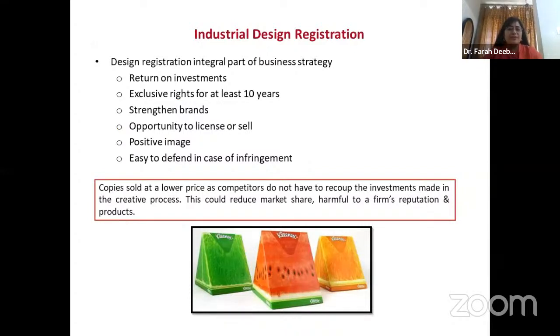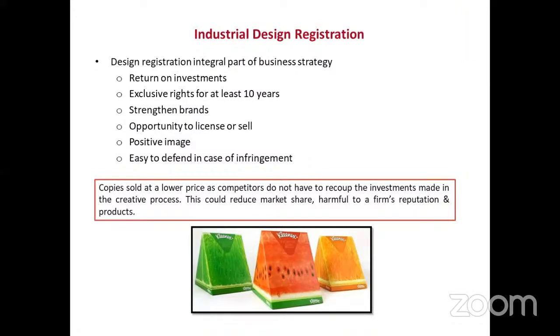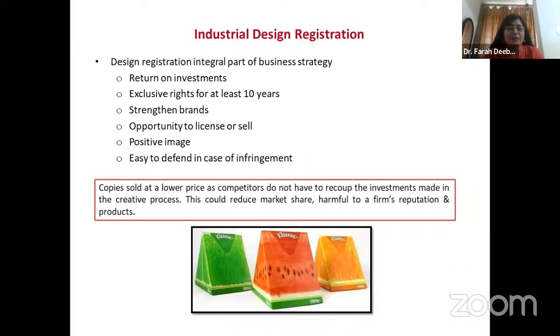So the packaging, you see how beautifully they have packed. It's a Kleenex, but how beautifully it is packed. It says a message which says refreshing. So it must be wet tissue. But the packaging itself is so attractive and suggestive. So the customer will go for it. So you will be able to strengthen your brand by using a good packaging. So if you have done that, you can even license or sell it to other people. It creates a positive image and easy to defend.